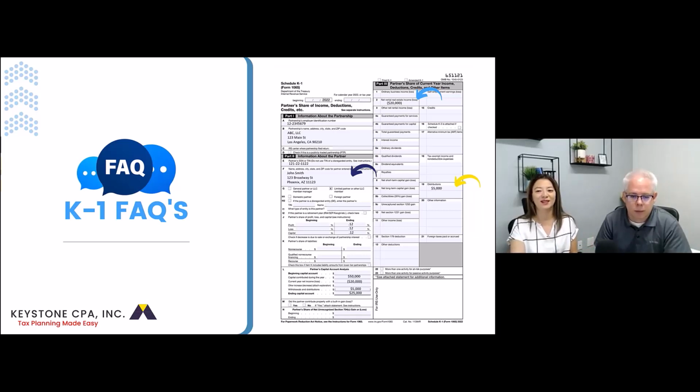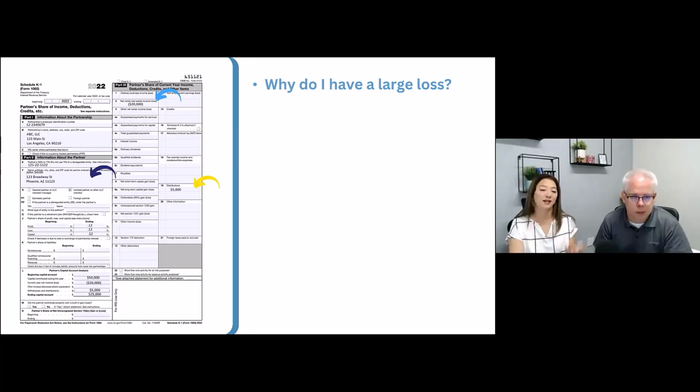Okay. All right, so now that we've covered the big picture of what is on a K1, let's go over some FAQs. I think probably the most common one we hear is, why do I have such a large tax loss? Typically, people are looking at box 20, right? I invested 50,000, now I got a $20,000 loss on my K1. What does that mean? Is the syndication doing really bad? So let's go over what exactly that loss represents.